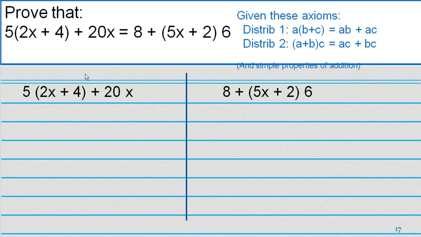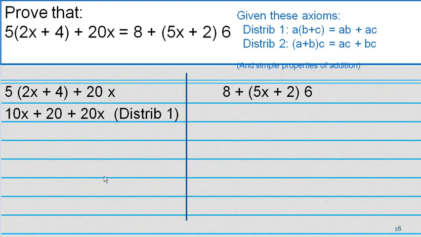What I did is I put the first equation on the left side of the paper and the second equation on the right side of the paper, and I'm going to just start messing with the left equation and see if I get anywhere, right? Oh, look at that. If I multiply this out and I use my distrib 1 rule, I can get this.